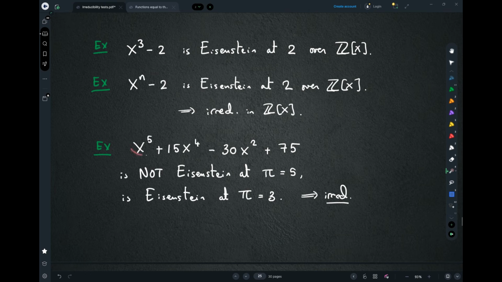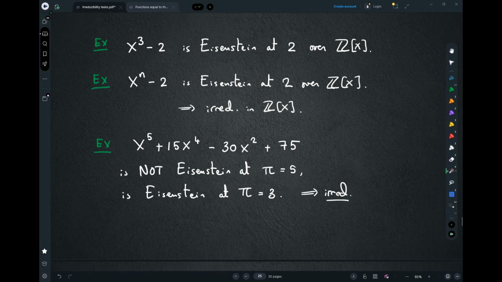How about this polynomial? This polynomial is not Eisenstein at 5 because, well, 5 does divide 15, 30, and 75, but 75 is 25 times 3. So 5 squared divides 75. So I cannot use 5 to determine whether this is an irreducible polynomial. However, it is Eisenstein at 3 because 3 divides 15, 3 divides 30, 3 divides 75, but 9 does not divide 75, and therefore that tells me that this is an irreducible polynomial over the integers.